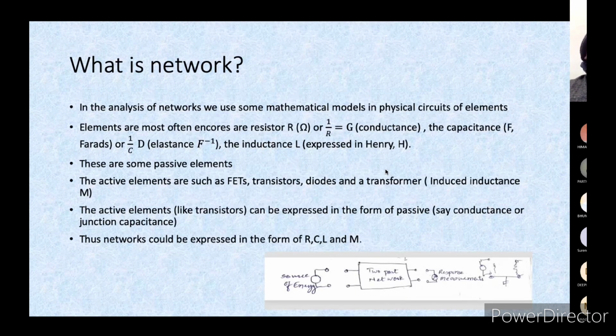So as I explained, what is a network? A network is again a combination of these elements connected in a particular fashion. For symbols, we use R for resistance, and 1 by R is G, that is the conductance. For capacitance we use C, and then 1 by C we sometimes use as D, and that is called elastance, and of course L for inductance, okay, and their units are, for resistance, ohm.